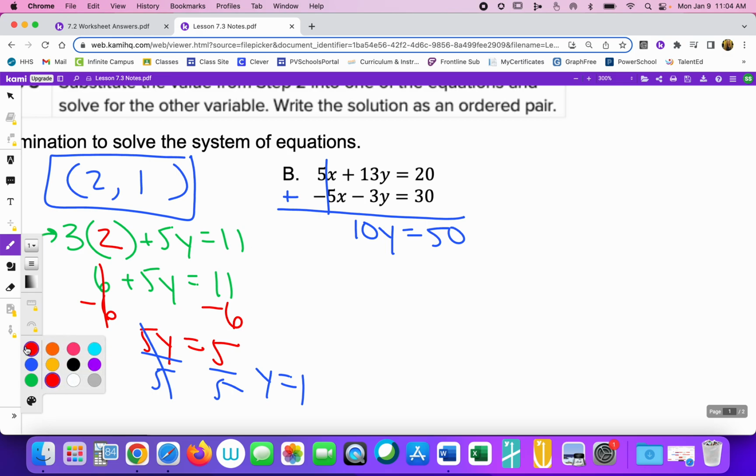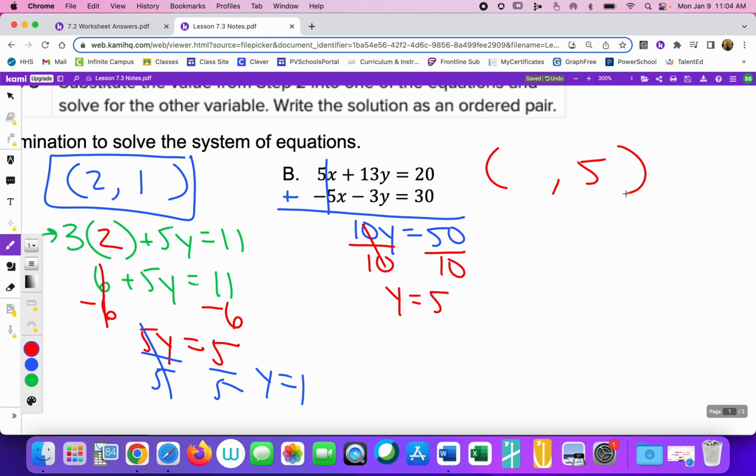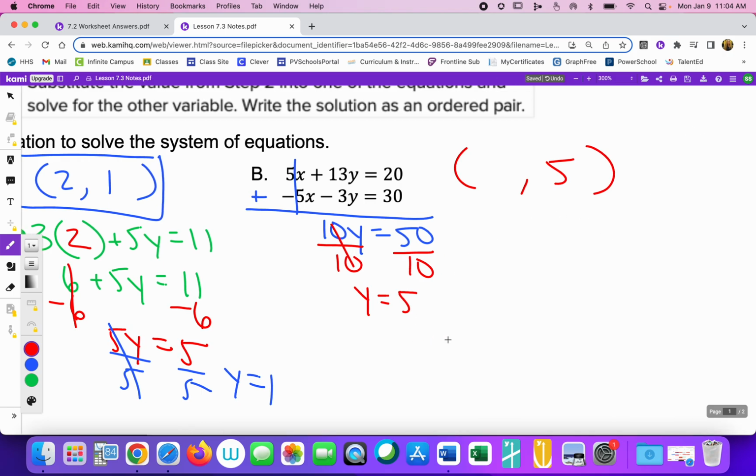We would then divide both sides by 10, and 50 divided by 10 would be a 5. Now that's the y coordinate, so make sure to put it in the second spot, not the first one. And then we substitute it back into one of the two original equations. Which one would we prefer? The top one. If you want to do the second one, go ahead. So 5x plus 13 times our y value of 5 equals 20.